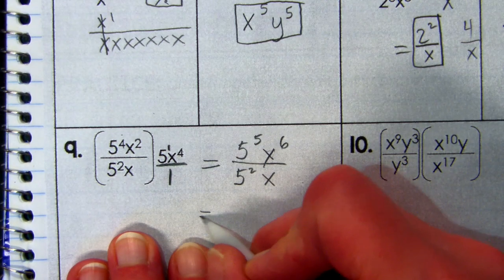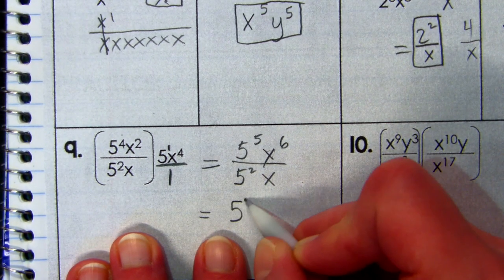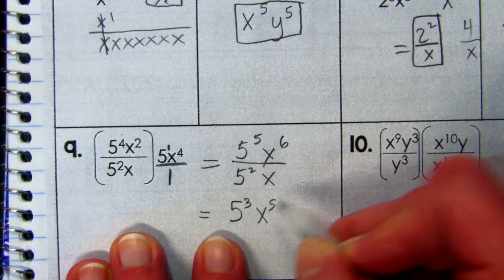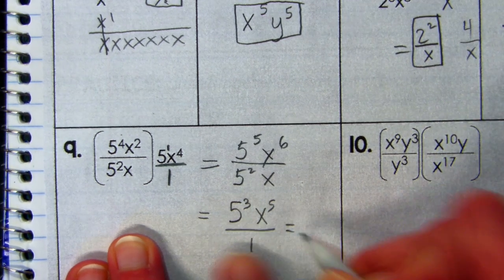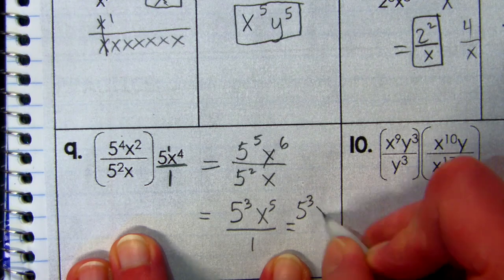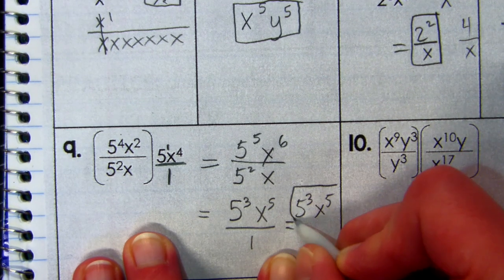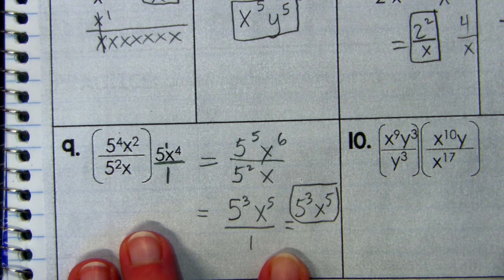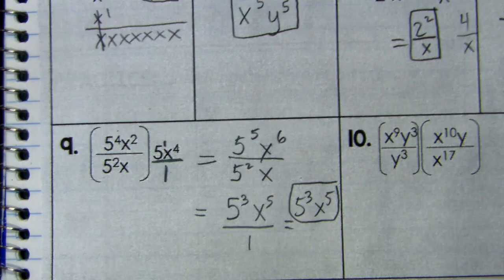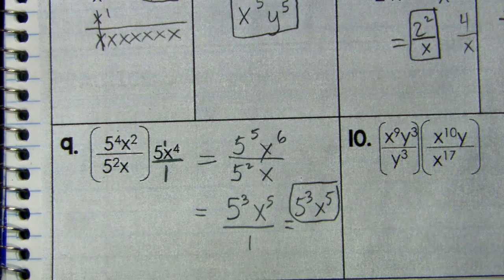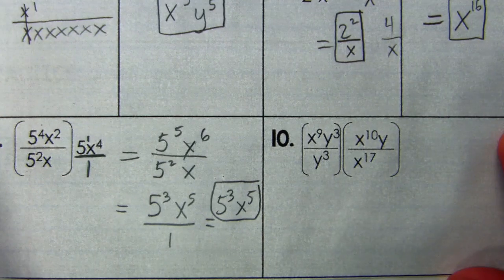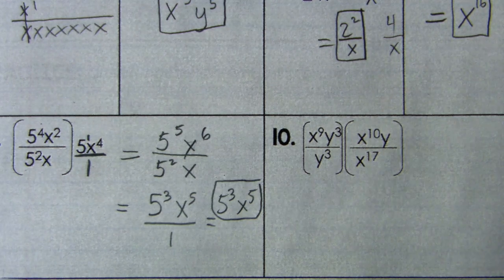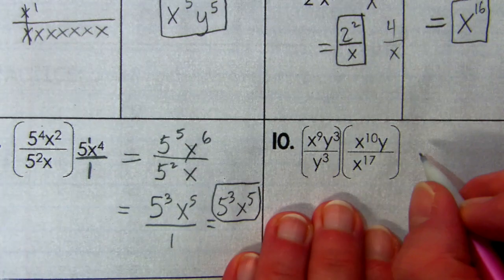So what do you guys think? 5 to the 3rd, x to the 5th, technically over 1, but 1 in the denominator can be taken off because dividing by 1 doesn't do much. So that would be your final answer. So when you have a problem where you're multiplying and dividing, that's how we can proceed. Just multiply the numerators, multiply denominators, then simplify what you have left.